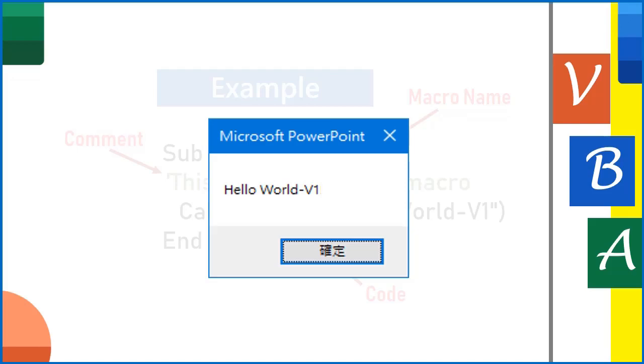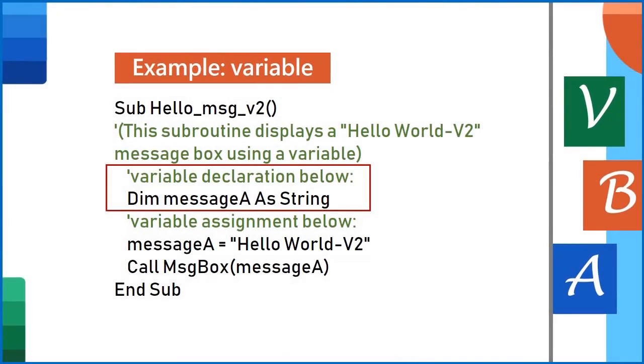Section 2, Variables. Our second example introduces the concept of variables. A variable is a named space in the computer's memory where a value can be stored for use by a program. Here is the code. In this subroutine, message A is a variable of type string. The dim statement in VBA is utilized to declare a variable, which reserves memory space for storing a value.